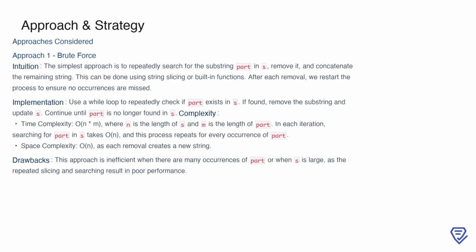However, this method has some drawbacks. The time complexity is O(n * m), where n is the length of S and m is the length of part. This is because searching for part in S takes O(n), and we repeat this for every occurrence. Additionally, the space complexity is O(n), as each removal creates a new string. While simple to implement, this approach becomes increasingly inefficient as the size of S grows or when part occurs frequently, due to the repeated slicing and searching operations.